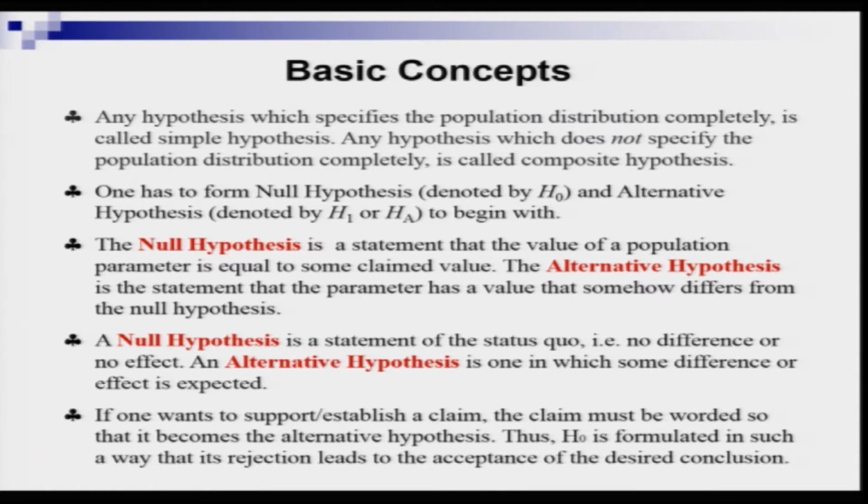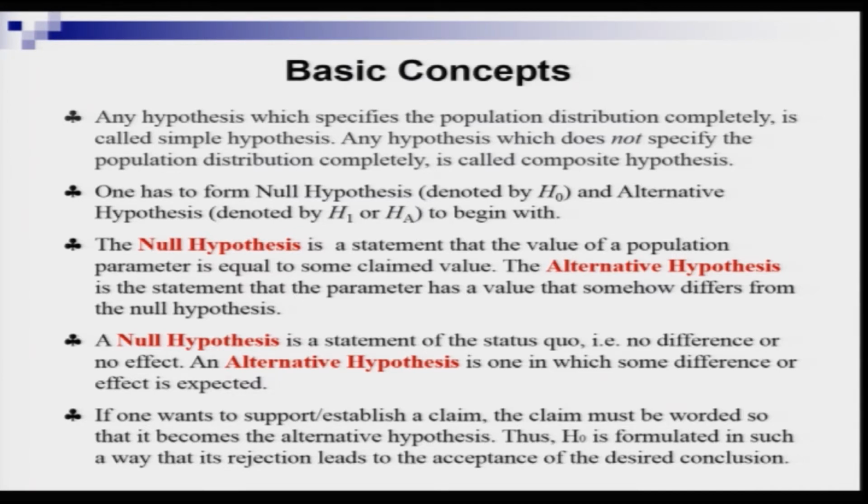Now, I move on to the pivotal terms null hypothesis and alternative hypothesis. One has to form this null hypothesis, and that is denoted by H naught, and the alternative hypothesis is denoted by H 1 or H A. And what is a null hypothesis?